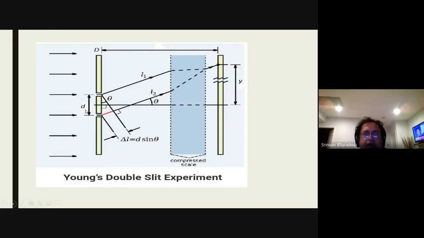So delta L equals, delta L is the difference between L2 and L1. Delta L equals small d sine theta. Small d is the hypotenuse. Delta L is the opposite side. So delta L divided by d equals sine theta. Okay. So delta L equals d sine theta, and this d is the distance between the slits.